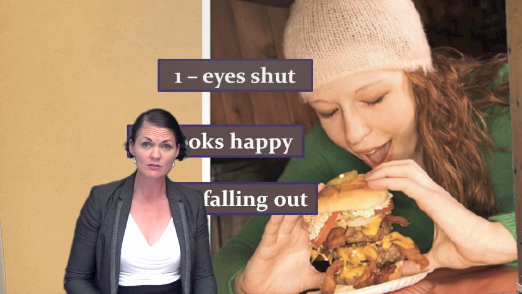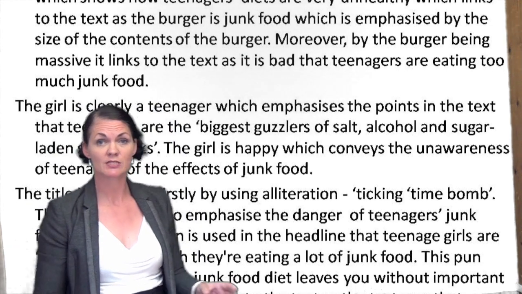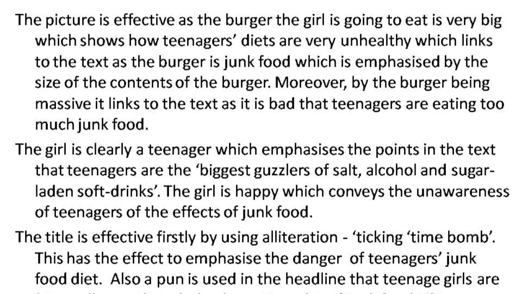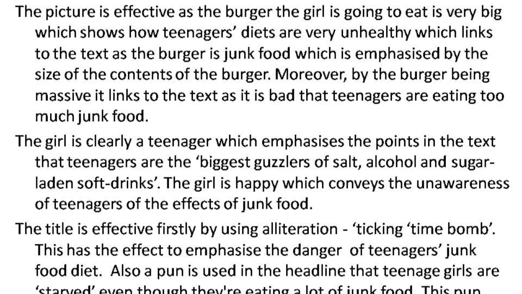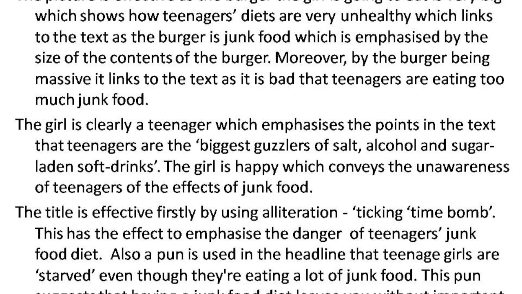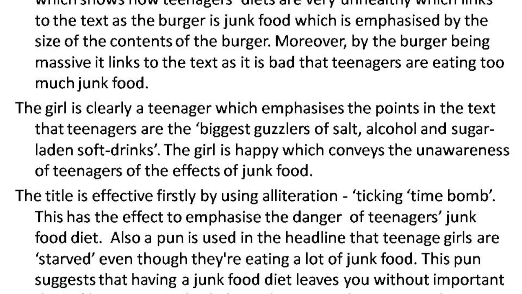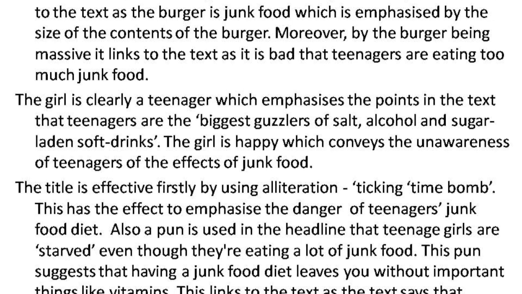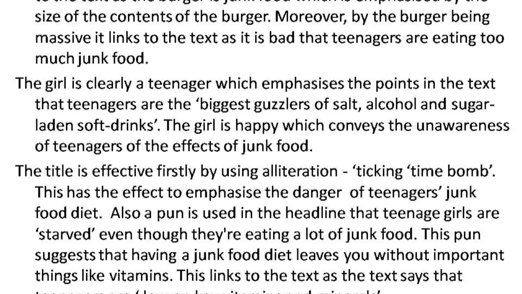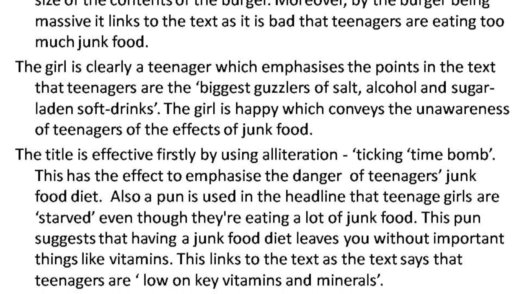And you can see how all of those things would lead you to really clear and almost obvious links to the text. Okay, so here we go then. Here are a couple of models from this exam. So the first one, I'm going to disappear now and just talk to you for a minute. The first one talks about how the picture is effective, the burger being massive, it links to the text, as too much is bad, the teenager eating too much junk food. So we've got some clarity there. And really the detail from the picture isn't good enough. It's just saying the burger is massive. You want something a bit more precise. The girl is clearly a teenager, yeah, that's okay. But you can get much more precise details if you go into the actual details in the picture, and a much more precise comment on effect.